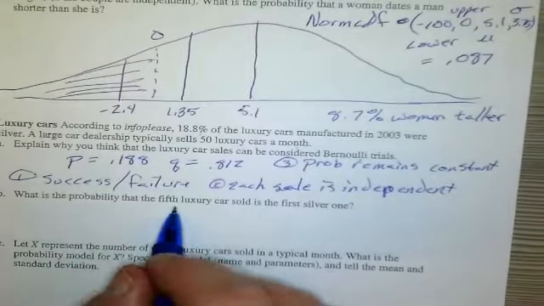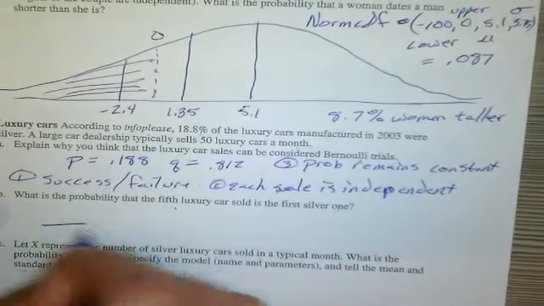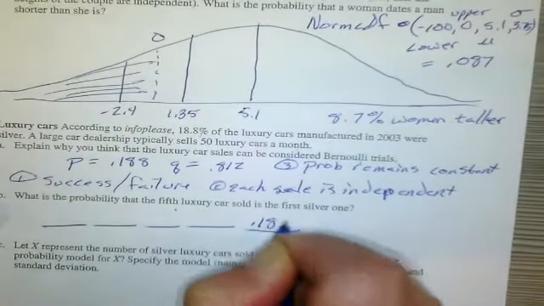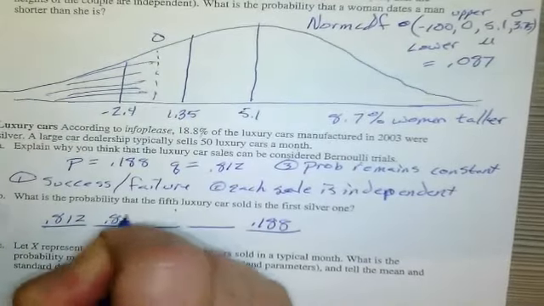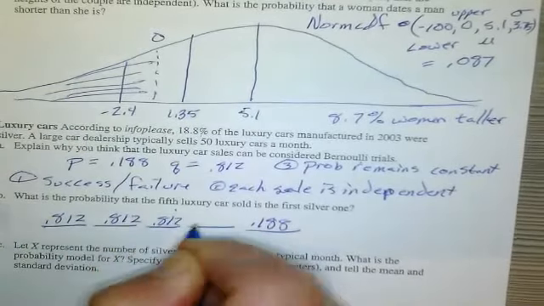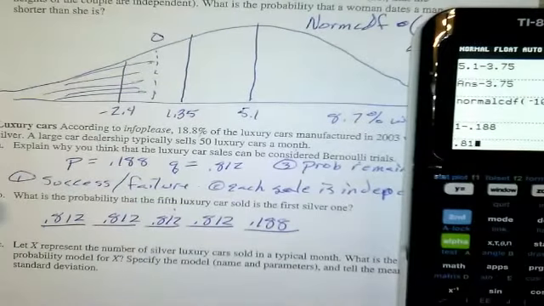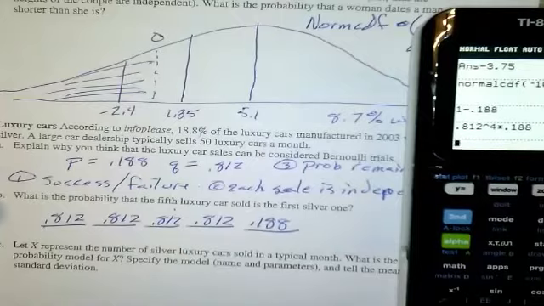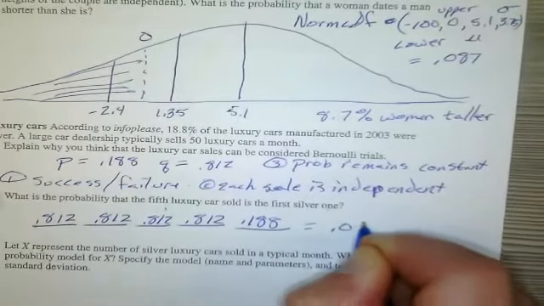Okay, what is the probability the fifth luxury car is the first one silver? So this is geometric. So 0.812, 0.812, 0.812, 0.812. Okay, so we go 0.812 raised to the fourth times 0.188, and we get about 8%. That's approximately 0.082.